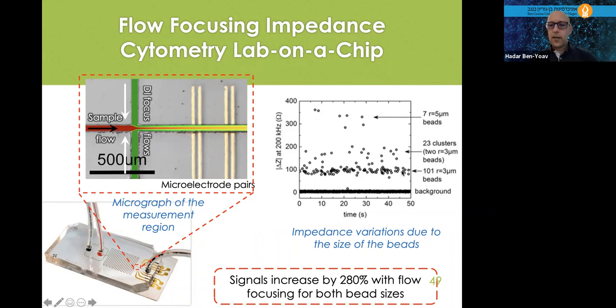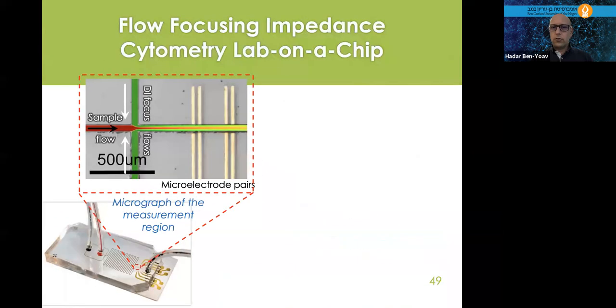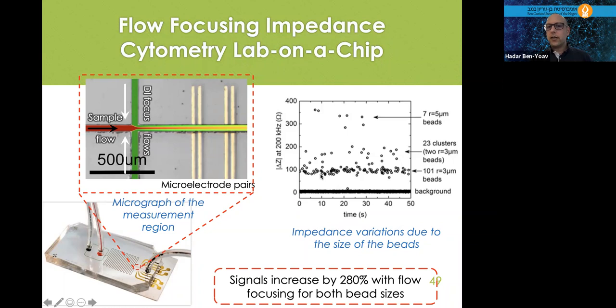That's because we have two types of beads, spherical structures, flowing on top of the electrode. The smaller beads, which are 3 micron, have a lower effect on the impedance. But the 5 micron beads, which are bigger, have a higher effect on the impedance. So we can see if something is flowing on top of the electrode, and from the size of the impedance change, we can know if it's 3 micron or 5 micron. You also saw some intermediate signals, because two 3 micron beads connected together cause a much higher impedance.